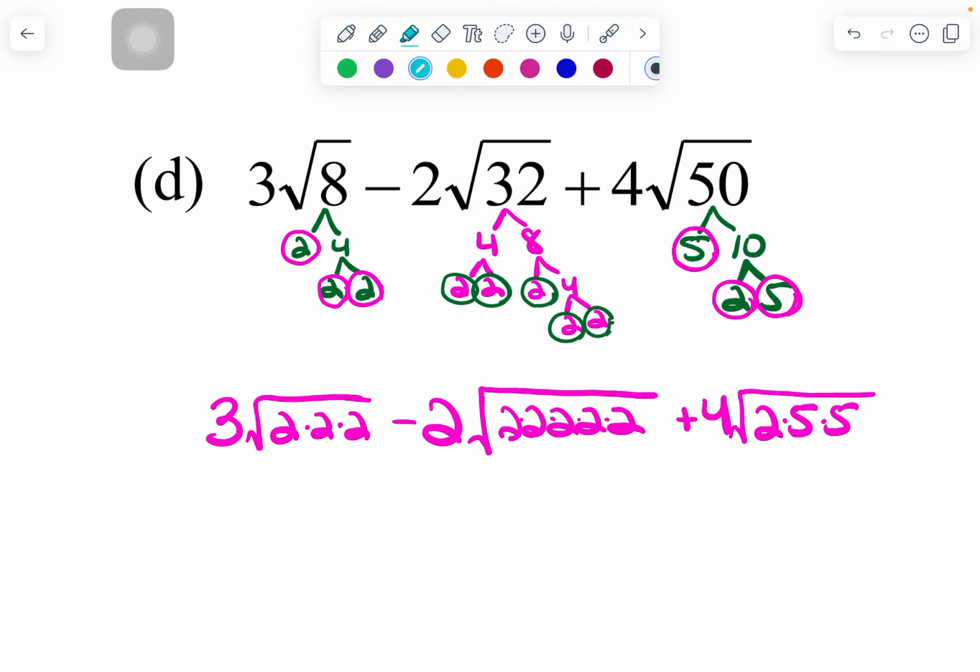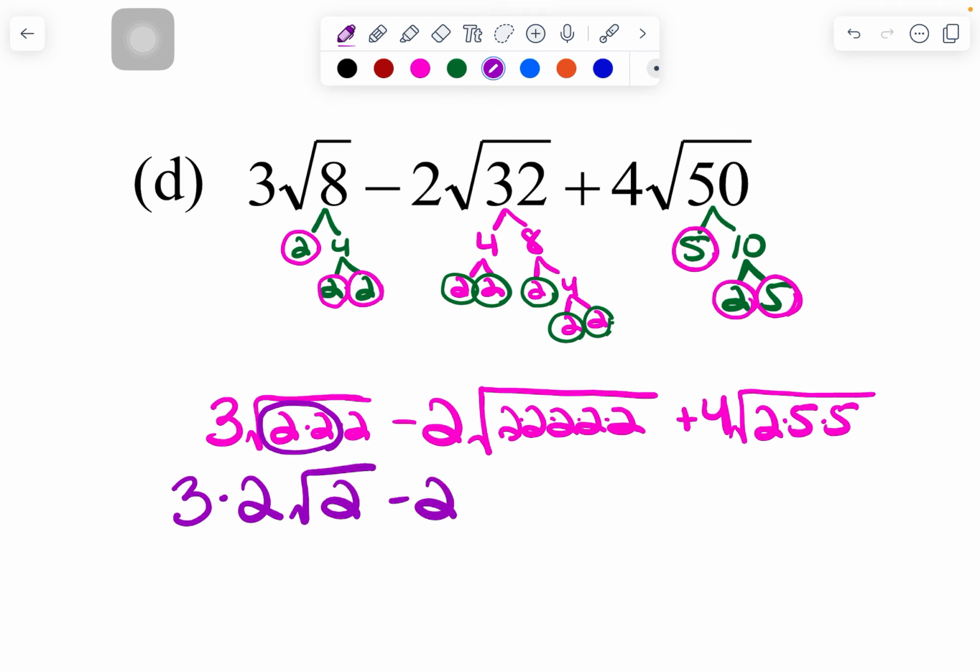All right, now what is coming next here? Well, what's coming next is I'm going to be looking underneath the square roots to see if I have any pairs of numbers. So I have a pair of 2s right here. Okay, so how does that simplify? Well, 3 stays out front times you had a pair of 2s. So 1, 2 comes out front, and then the thing that didn't pair up stays underneath.